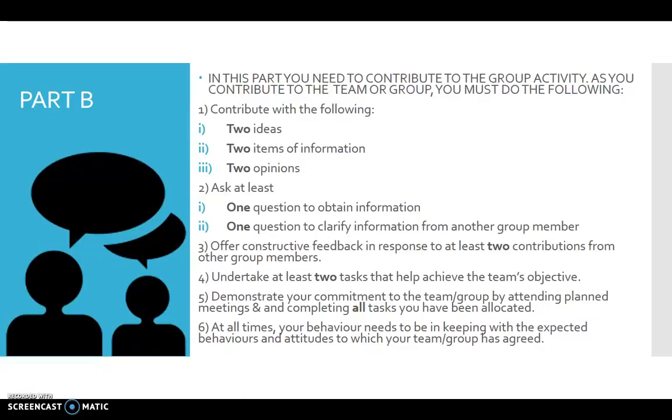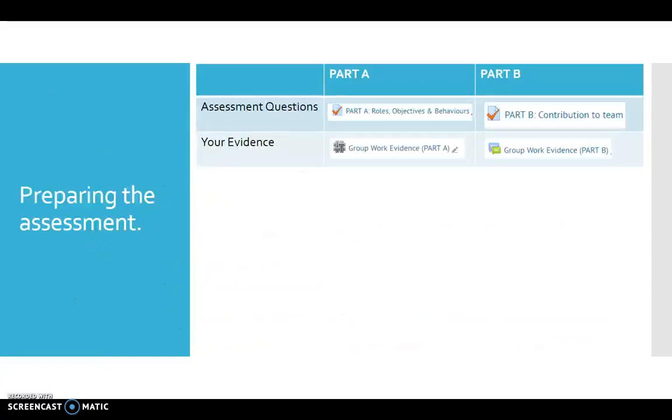Now, how will you show Part A and Part B of your assessment? This is how you prepare your assessment. In Part A, you'll need to answer assessment questions, followed by your evidence, which is your group work evidence. Part B will include a quiz on contribution to the team, followed by the group work evidence. These activities can be found on FreshE. Now, you need to understand that any questions that you answer for your Part A or Part B need to be supported by the evidence in both your group work evidence for Part A and your group work evidence for Part B.